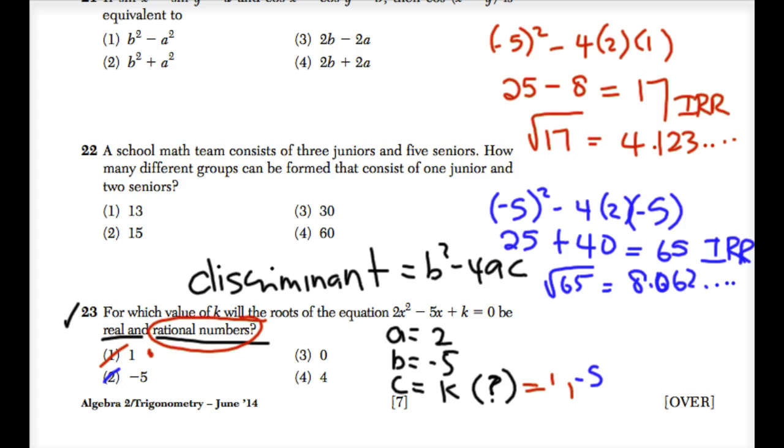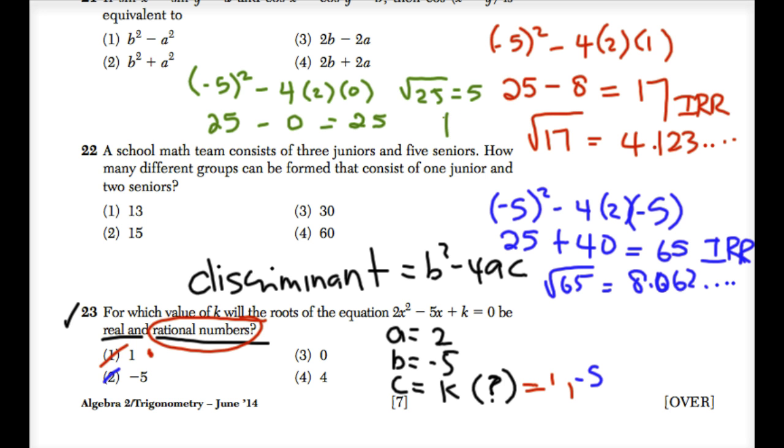What about if I pick 0? I have negative 5 squared minus 4 times 2 times 0. 25 take away 0 is 25, and we know the square root of 25 is 5. This is a rational number. So then I know it's going to be choice 3, because 25 is also a real number.